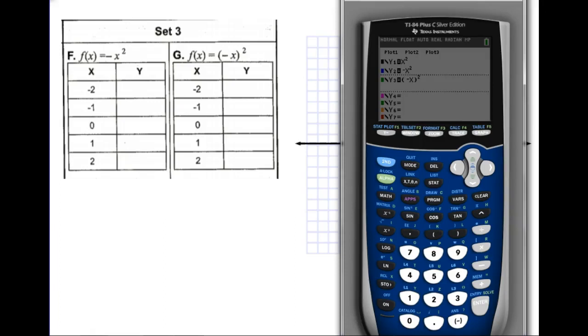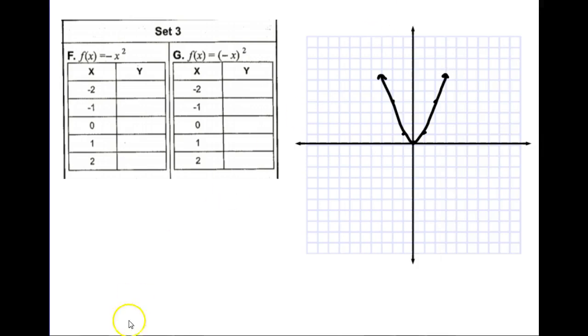In part 2 of function transformations, we're going to look at 3 more sets of transformation types. In set 3, we're going to look at the transformations using a negative, and you can see that f is going to be negative x squared and g is negative x in parentheses squared. And you might wonder, well, does that make a difference? But by exploring, you can find out if in fact it does make a difference.